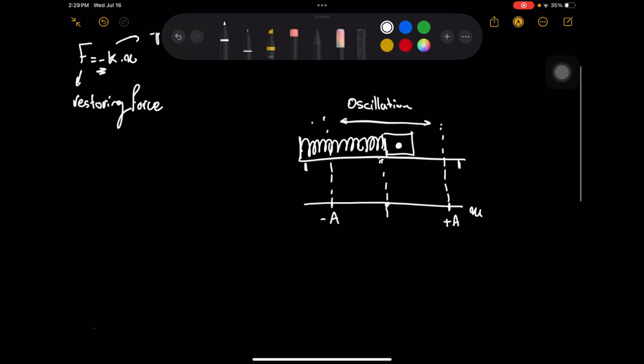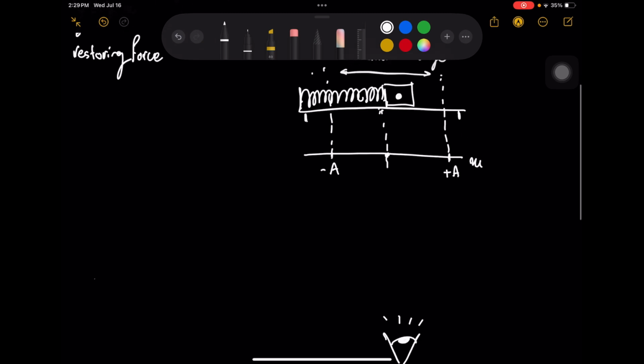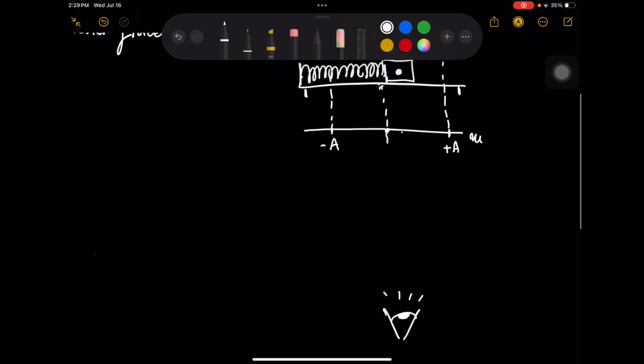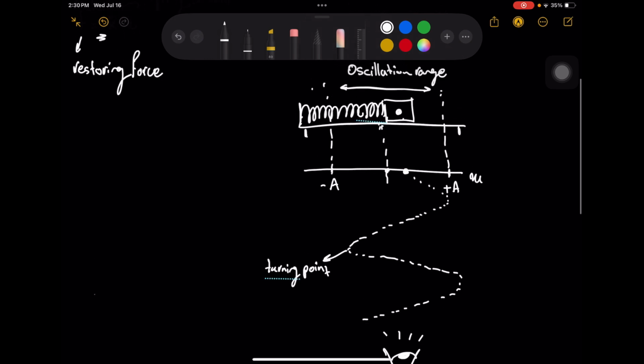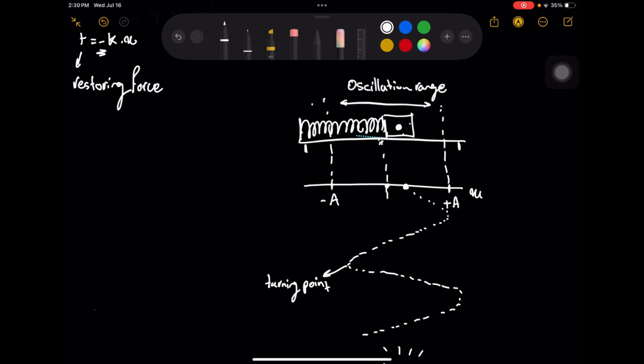What you will notice is our dot goes to this point, then goes back to negative A, goes up to positive A, and goes back to negative A. That's what we'll be seeing. These points are called the turning points. When it reaches here, it goes back, and when it reaches there, it goes up again. That's what we will see.